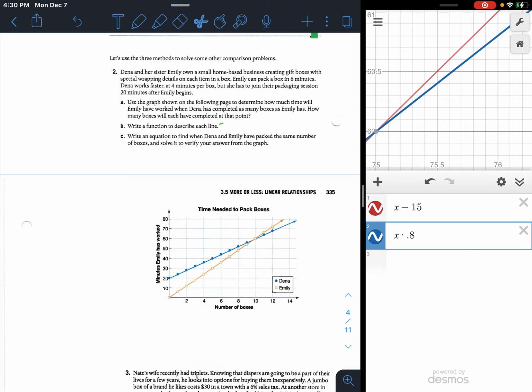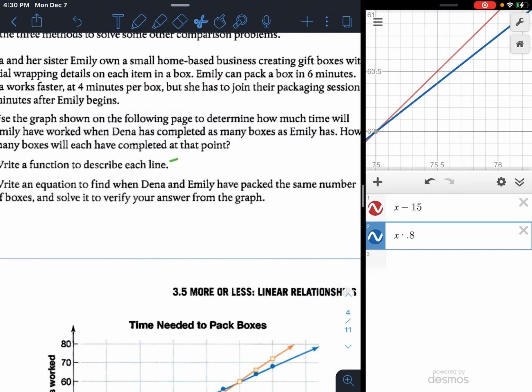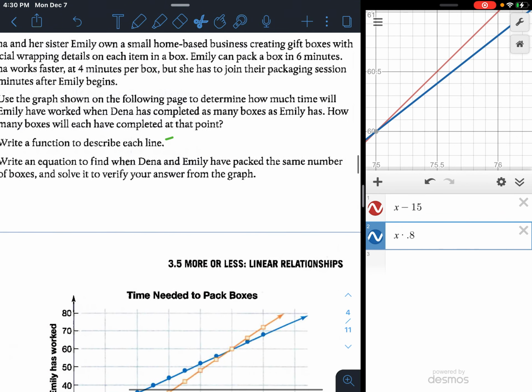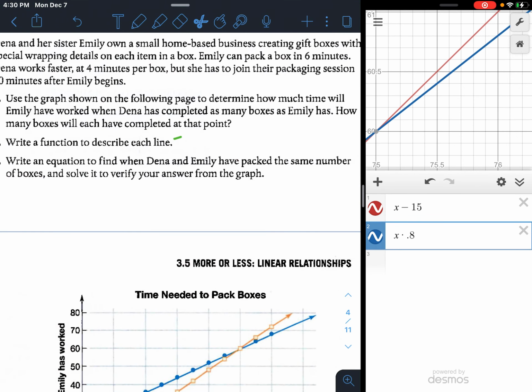Okay, so let's break that down. What does that mean? Emily's slower. Deanna's faster. But Deanna is going to start 20 minutes after Emily starts. Use the graph shown on the following page to determine how much time Emily will have worked when Deanna has completed as many boxes as Emily has. How many boxes will each have completed at that point?